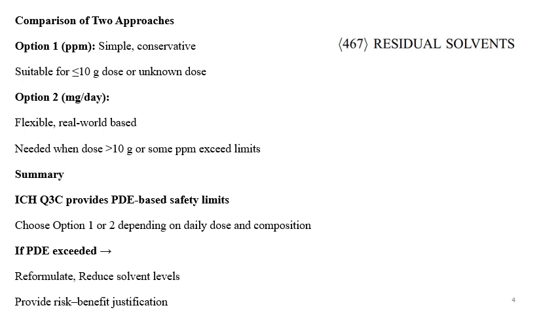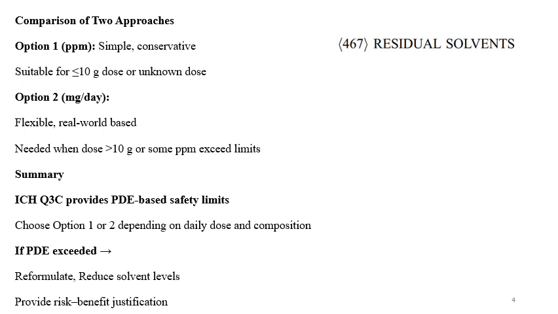So it is flexible, real world based, and in this you can directly do the summation of all the exposures based on the limits, and it is needed when the total daily dose is more than 10 gram, or if any of the individual material limit exceeds the PD. In summary, ICH Q3C and USP chapter provides the PDE based safety limits. You can go for option 1 or 2 depending on the dose and the composition.